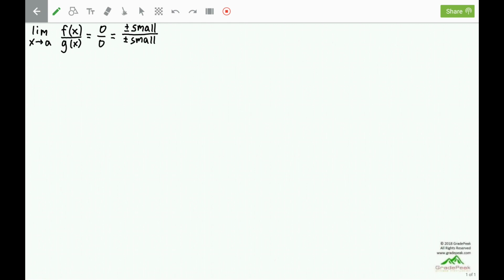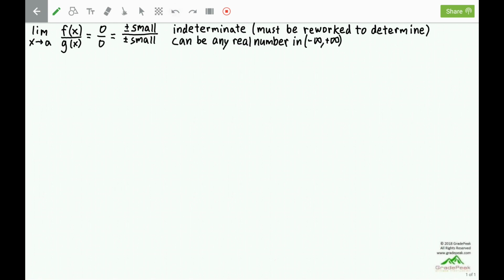Couple that together with the fact that you have a positive or negative in the numerator or denominator, then a combination of signs can give you a positive or negative number. It means that you can result in any size number, and it can be positive, it can be negative, it can even be 0. Therefore, this is called indeterminate. It must be reworked to be able to determine the actual result, and that result can be any real number between negative infinity and positive infinity. And it can even be DNE, or does not exist.